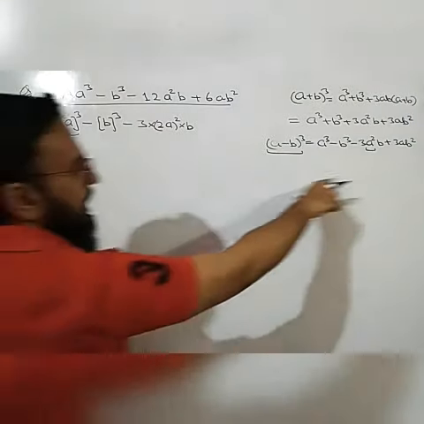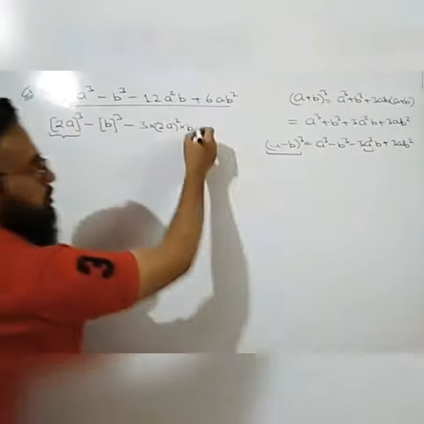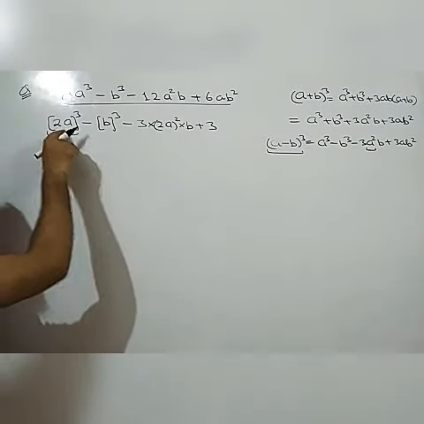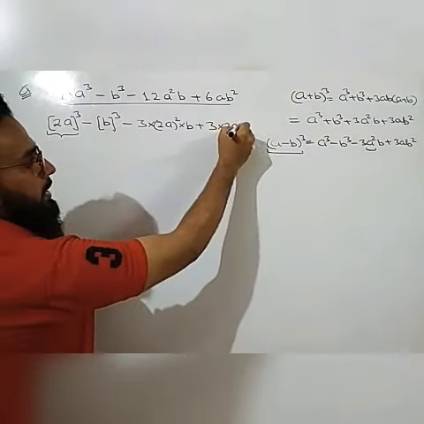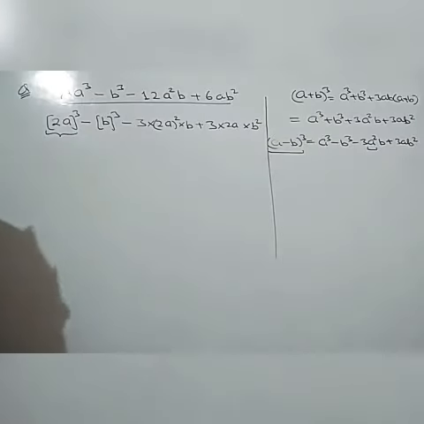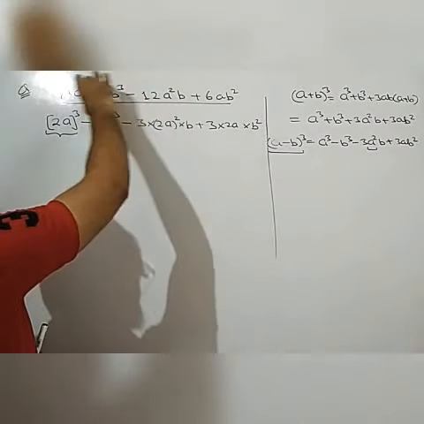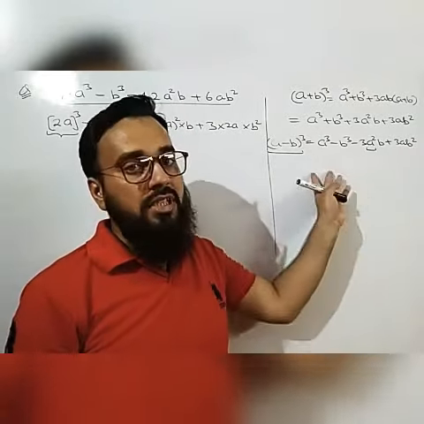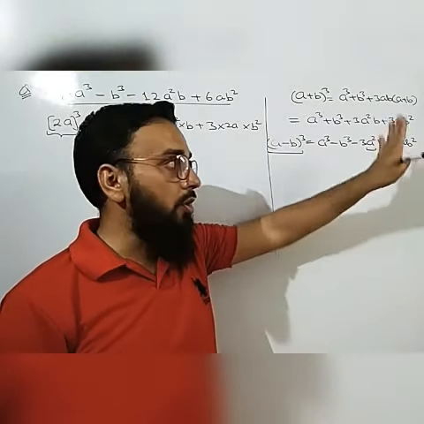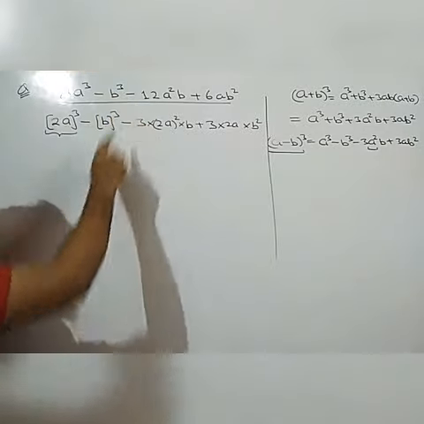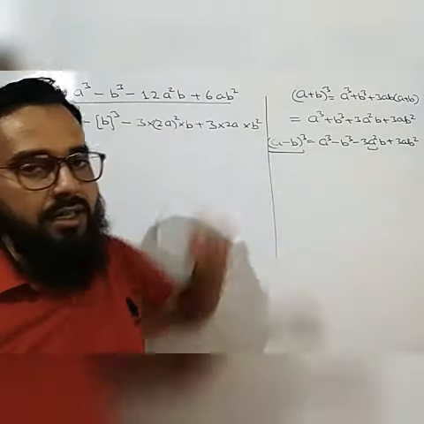Then, what is the last term? It is 3ab square. So, we will write it as plus 3, and at the place of a it is 2a. So, 3 into 2a into b square. So, first you have to convert the whole question in terms of the basic identity, the formula of the given identity. You should know this formula only. So, we have converted this particular term in terms of this identity.